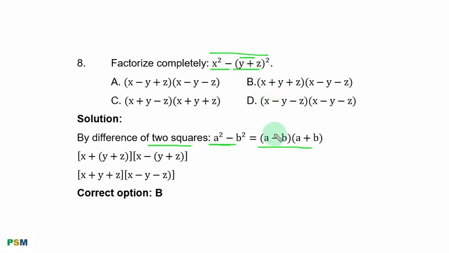So you come here, you replace a with s, then b with y plus z. Then the first term here is the second term here. You have the same result, but the sign is negative. If you open this bracket, you have s plus y plus z. If you open this bracket using the negative sign, you have this result. The correct option is B.